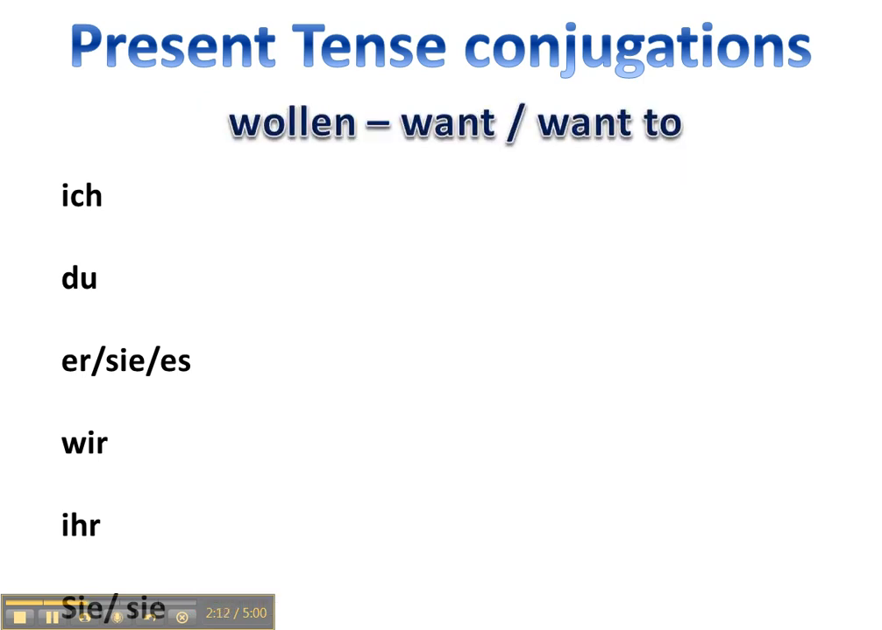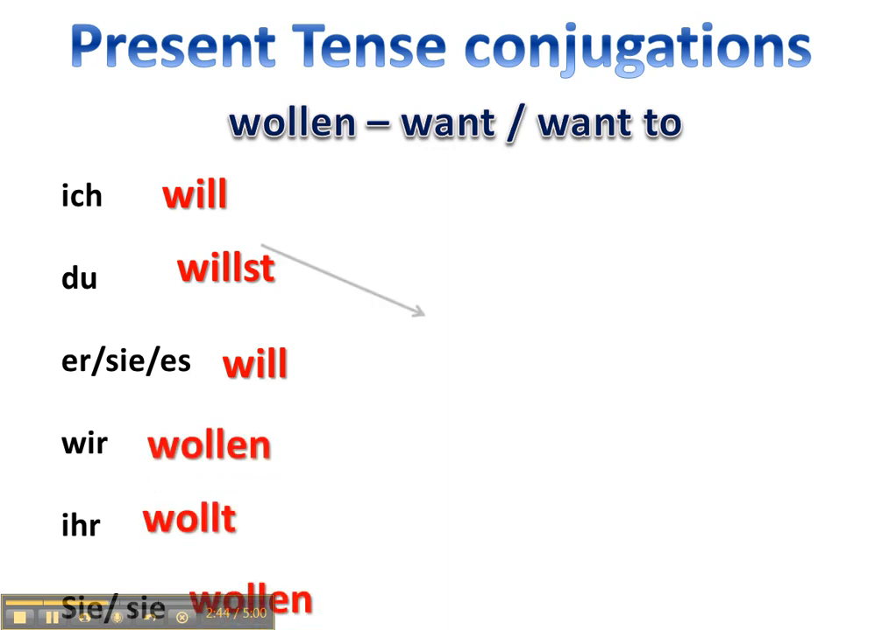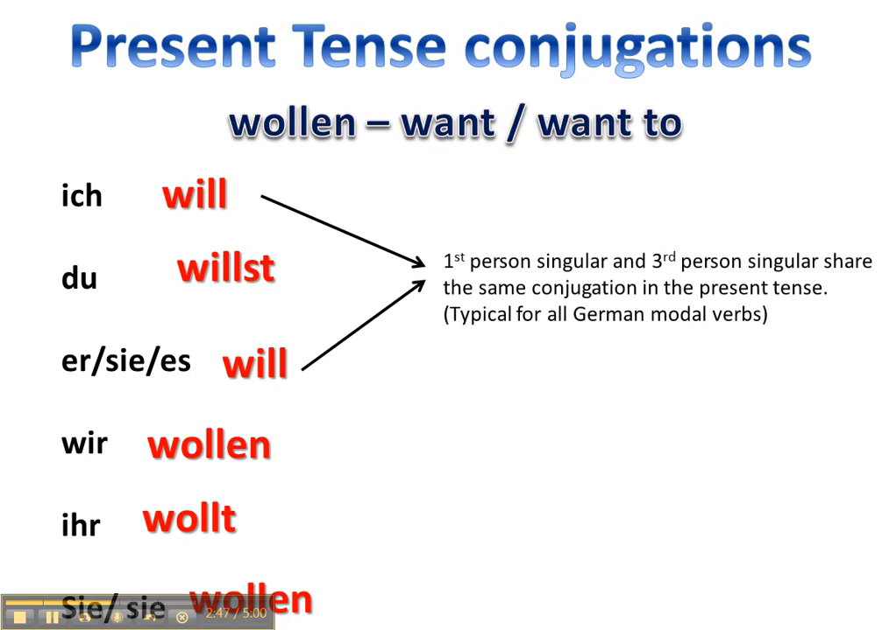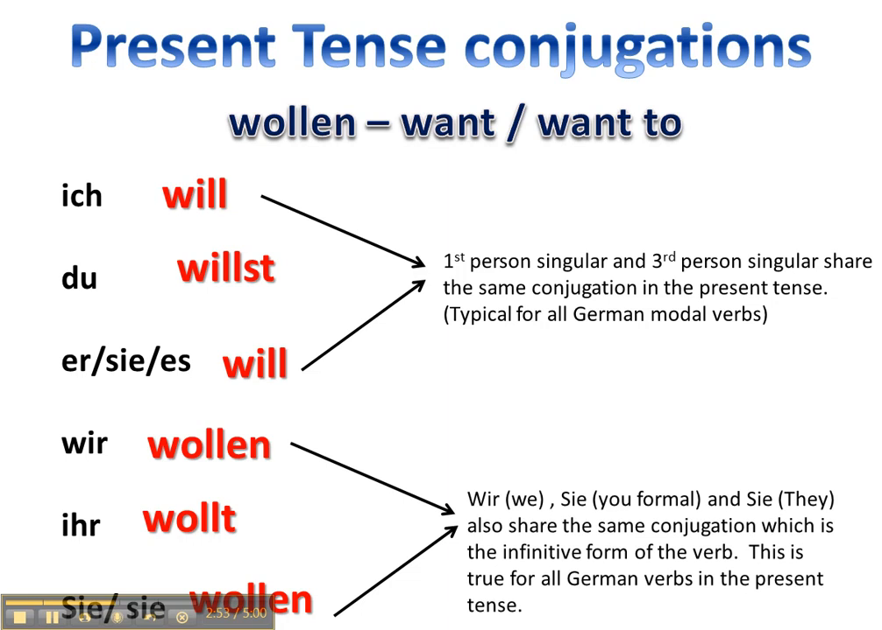Another modal verb we want to look at today, wollen. So I want is ich will. This causes a lot of problems for English speakers because when we say ich will, we immediately think it means I will, because will for us is the future tense. But will means want in German. So I want, ich will, you want, du willst, er will. And here you can see that they are the same again. Wir wollen, ihr wollt, and sie wollen. Again, this first and third person singular form is the same for modal verbs, and then for all German verbs, this is also the same.